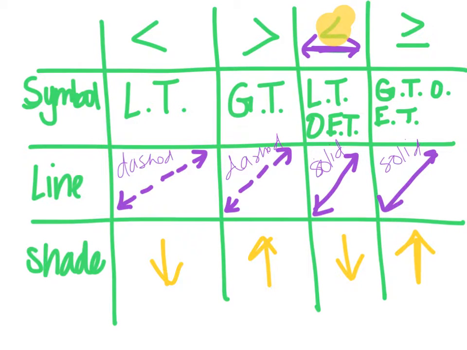And then lastly, our greater than or equal to is going to be, again, a solid line because we have this equal to underneath it, so it's solid. And we shade up, because it's a greater than sign. So our greater than or less than tells us the direction to shade. If it's equal to, that tells us if it's going to be a dashed line or a solid line.